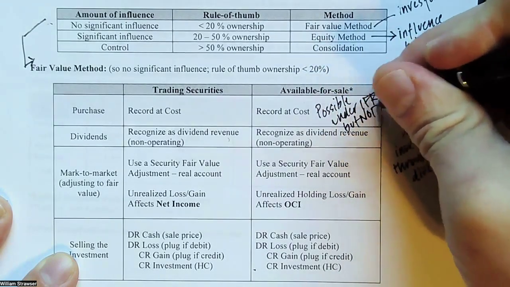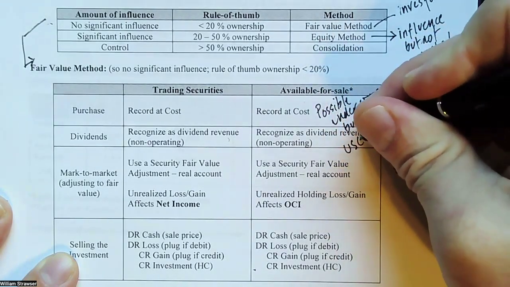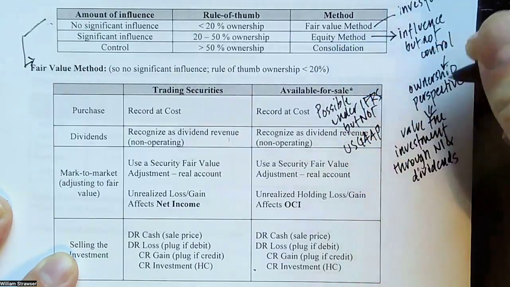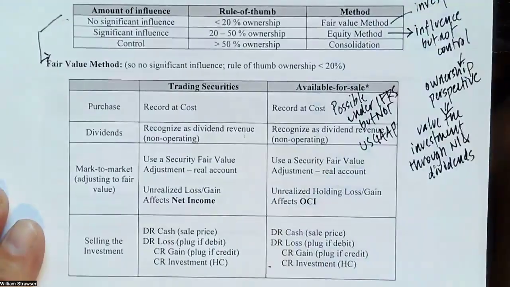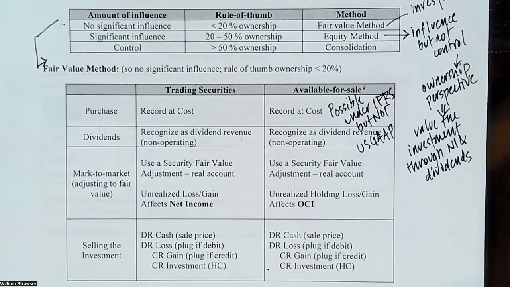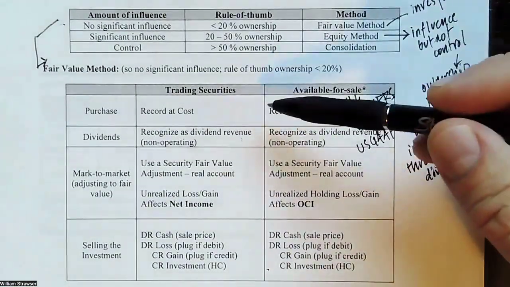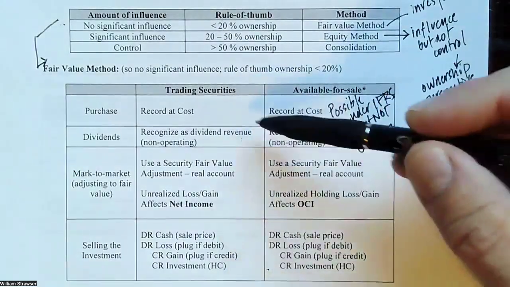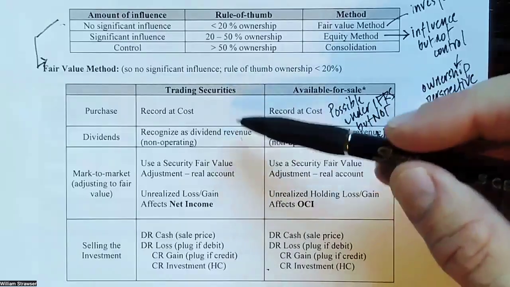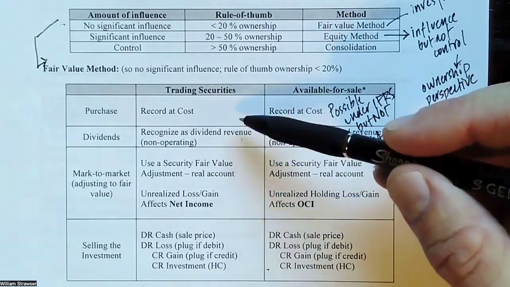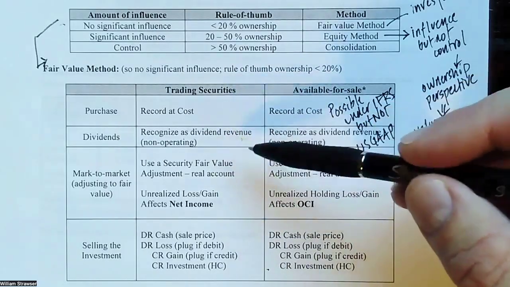Not, I should say, US GAAP, because there's other types of GAAP across the globe, but it's not allowable under US GAAP. I don't want to just totally cross it out because again, it is possible under IFRS, but trading securities are just the de facto classification for US GAAP. We purchase, we record at cost.